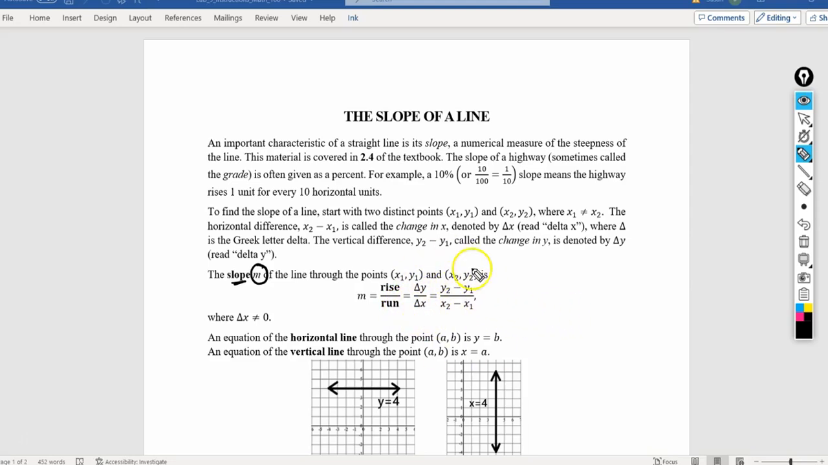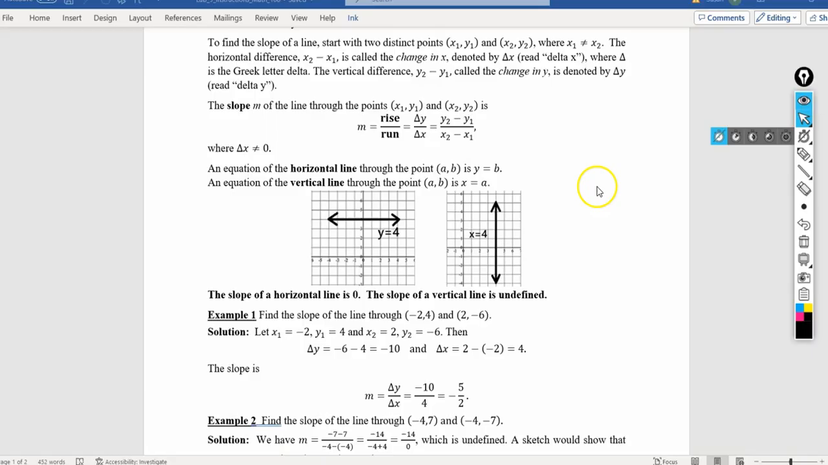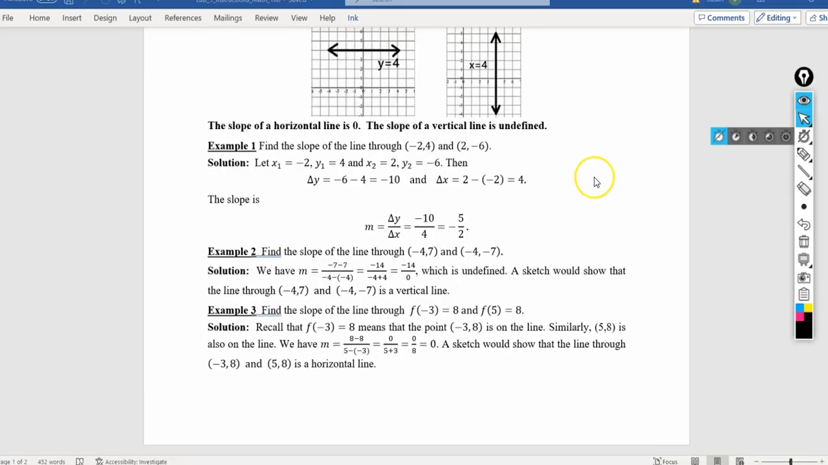And basically, if you have 2 points and you take them as you come, if this is your first point and then this is your second point, you're going to take the difference of the y coordinates and it's going to be the second minus the first. And then all over the difference of the x coordinates. And again, second x coordinate minus first. So let's look at an example like that.